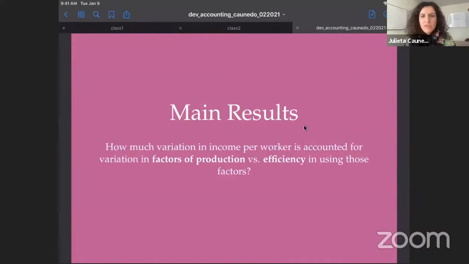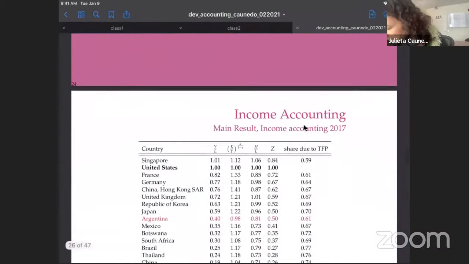Okay. So after all this work, let's just try to see what we can find. How much variation in income per worker is accounted for by variation in factors of production? And how much is just deficiency in using those factors, or the productivity?